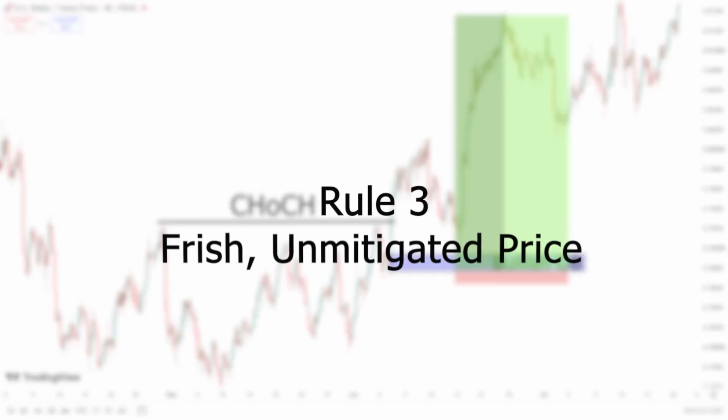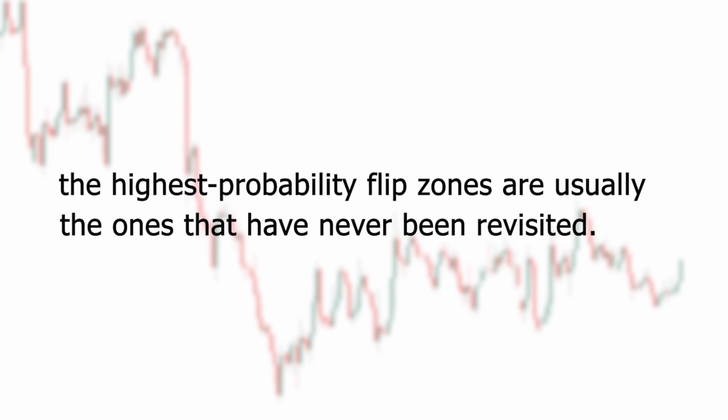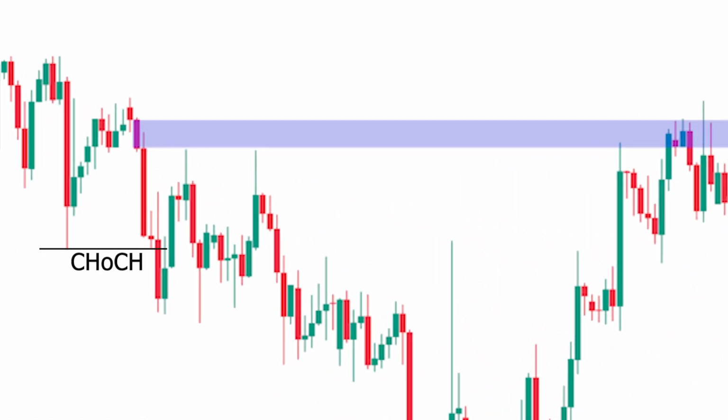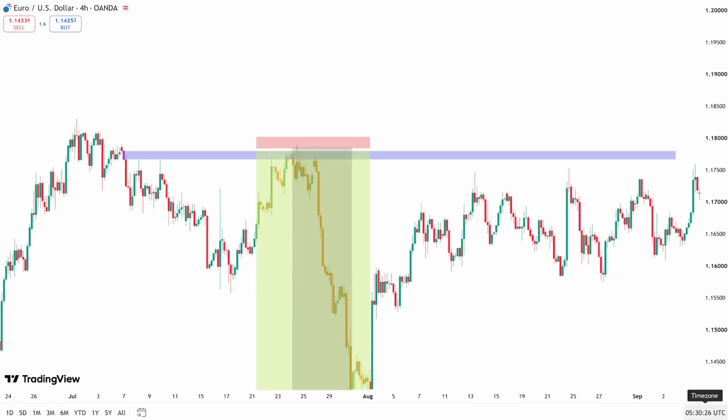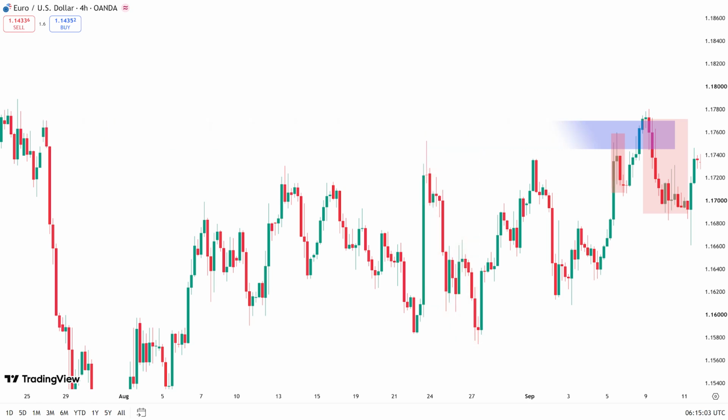And rule number 3, fresh, unmitigated price. The highest probability flip zones are usually the ones that have never been revisited. The first retest is often where the strongest reaction occurs, because unfilled institutional orders may still be resting inside that zone. Once a level has been mitigated multiple times, its effectiveness tends to decrease significantly.